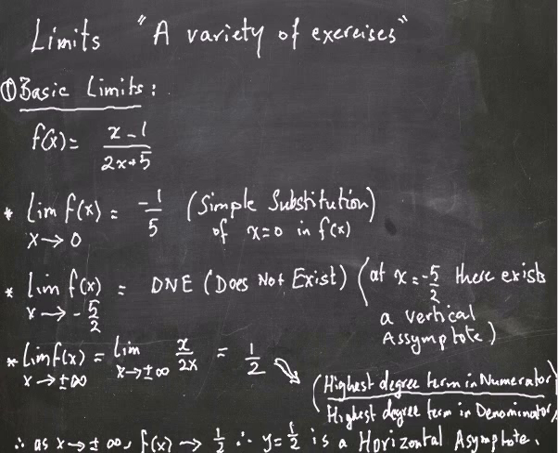to that written document. So first I'm given a function f of x, and f of x is equal to x minus 1 over 2x plus 5. In order to find the limit of that function as x approaches 0, first you try a simple substitution approach. Since x is approaching 0, plug in x equals 0 in the numerator and the denominator. This will yield negative 1 over 5. And this is a simple substitution of x equals 0 in f of x.